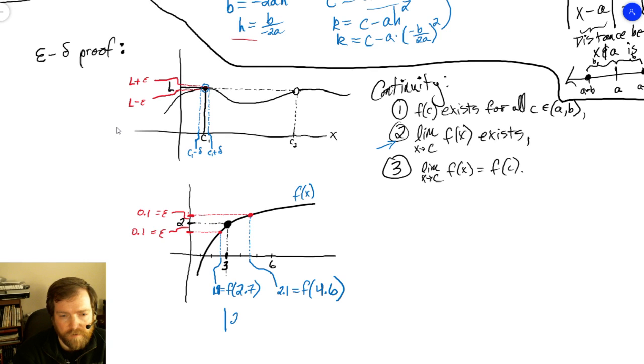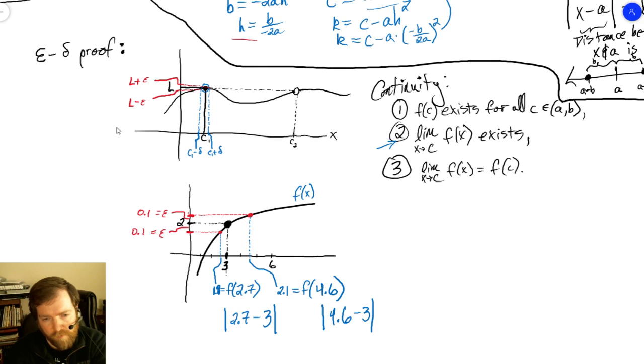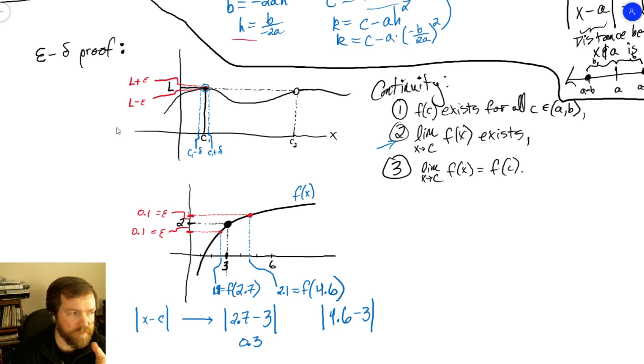Now the distance between 2.7 and 3, and the distance between 4.6 and 3 can be represented by these absolute values here. This is our x minus our c. Let's put it over here. Absolute value x minus c are these things. Now these have specific values. So on this one we have 0.3, because again, this is the absolute value of negative 0.3. Doesn't matter. Distance is 0.3. Over here, 4.6 minus 3 is going to be 1.6.